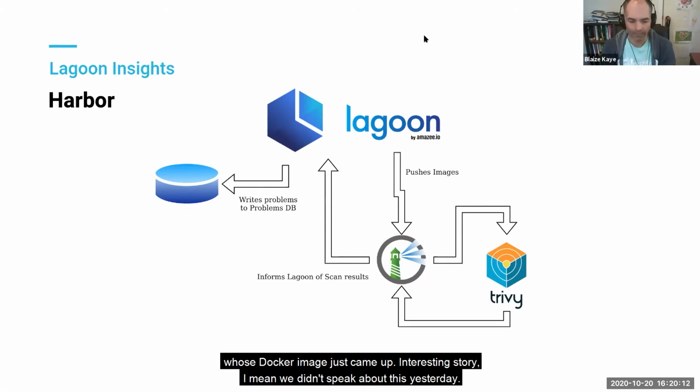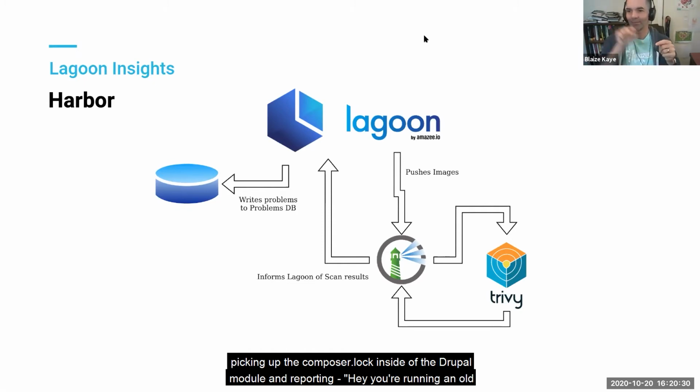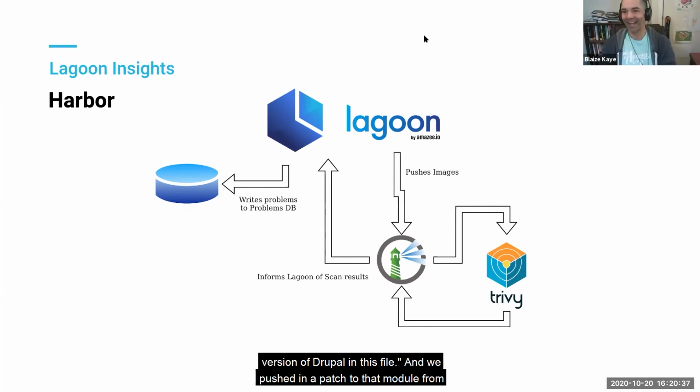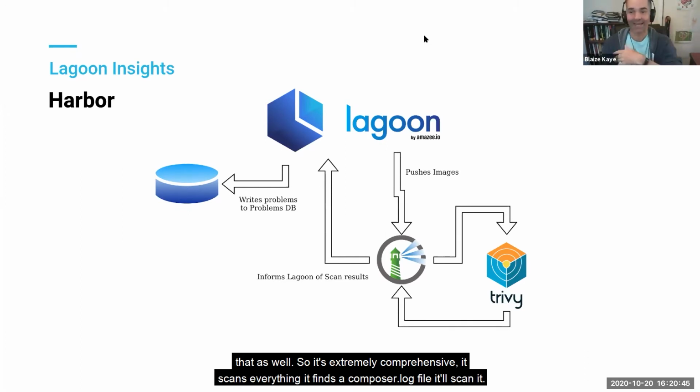Interesting story, and we didn't speak about this yesterday. We actually found an issue with one of the Drupal modules, which had checked in a whole bunch of CI data for their test runs for the module, and Trivy started picking up the composer.lock inside of a Drupal module and reporting, hey, you're running an old version of Drupal in this file, and we pushed in a patch to that module from that as well. So it's extremely comprehensive. It scans everything. If it finds a composer.lock file, it'll scan it.